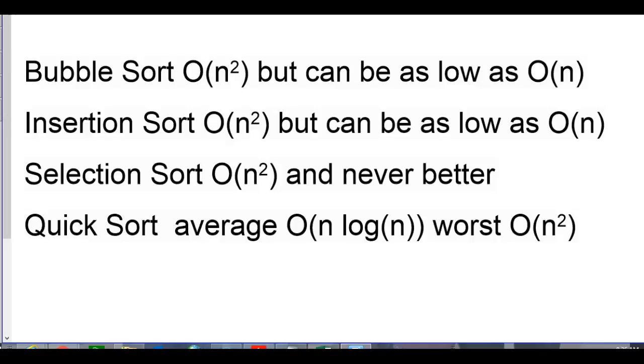So in terms of our sorts, bubble sort is an n squared, but can be as low as O(n). Insertion sort, n squared. Selection sort, n squared. Quicksort, n log n. That's the one we're going to look at when we get to recursion. See how much faster that is? Worst case scenario is O(n squared). So at its worst, it's just as good as bubble sort, insertion sort, selection sort.